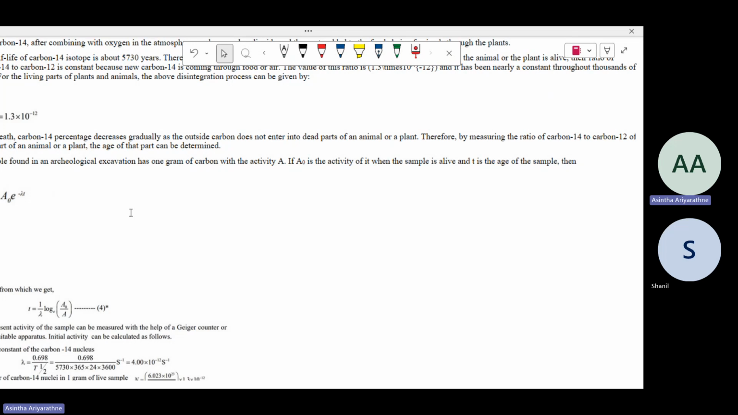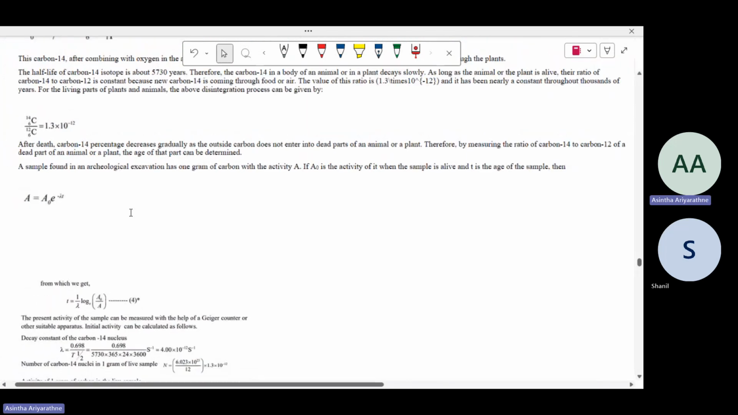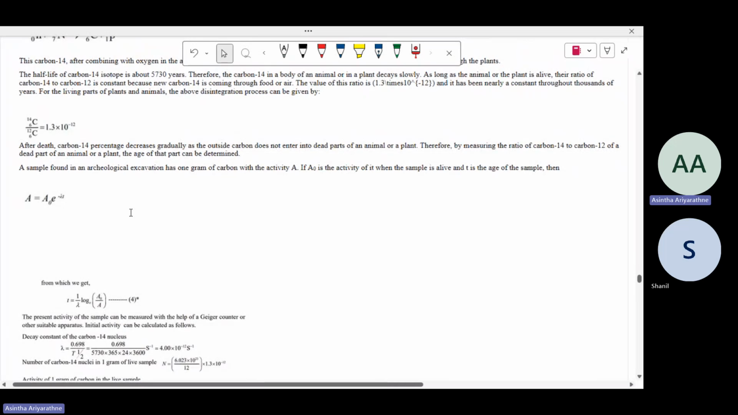There are instruments to measure the activity of that bone. Later we will look at one such instrument to find the activity.